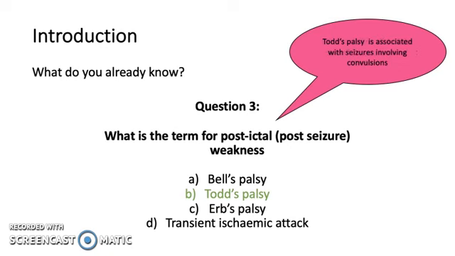That's right, B. When taking a history from someone who has had a suspected seizure, asking about post-ictal features such as weakness is very important to establish a diagnosis.